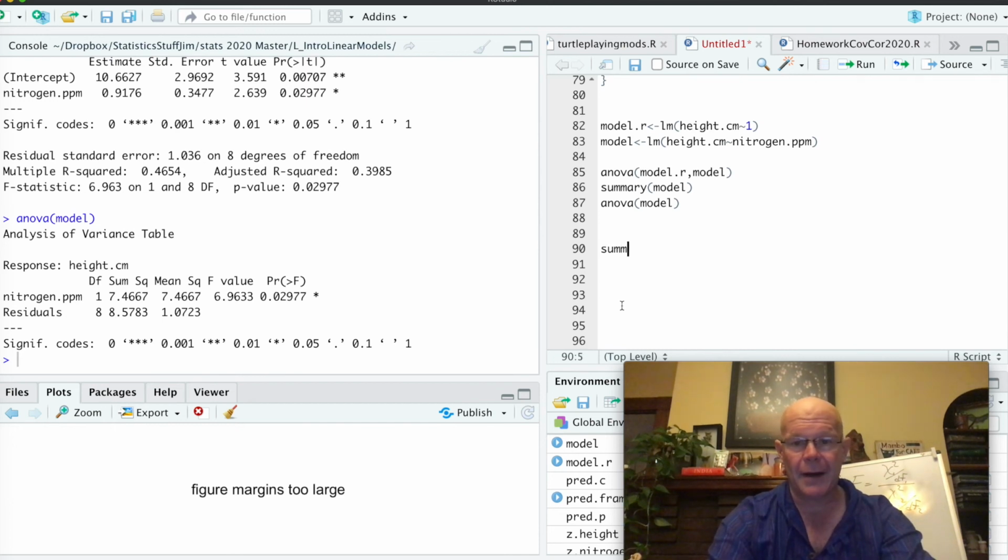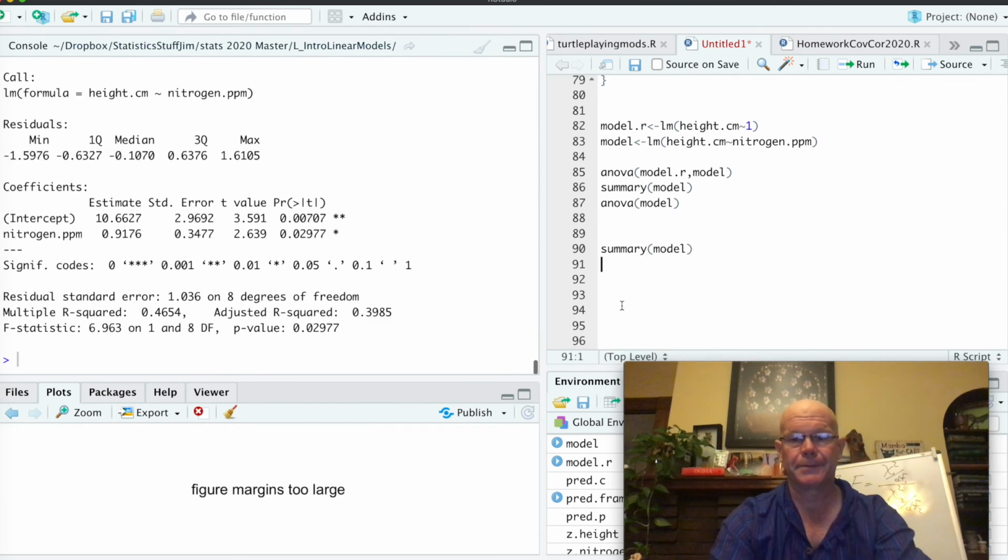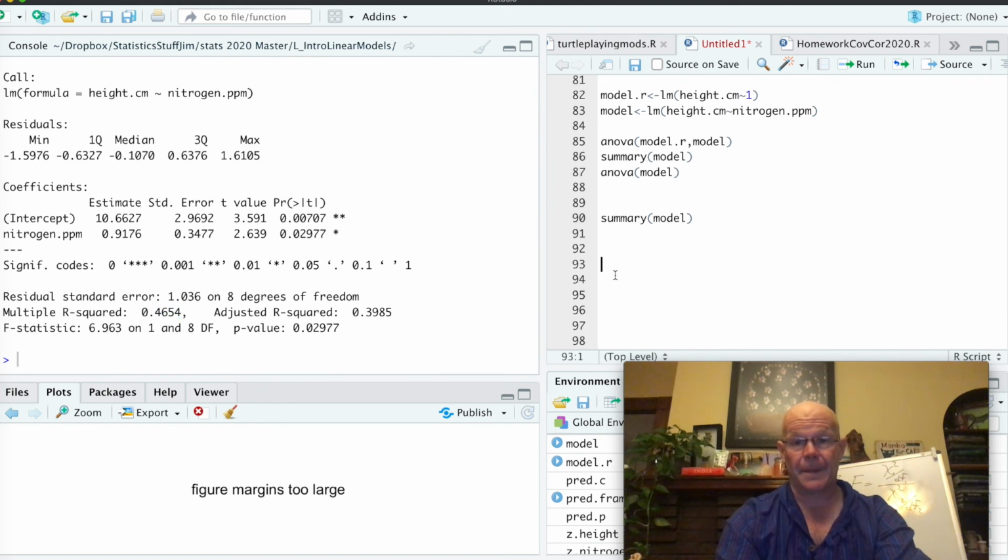So starting back up with the summary of our model, there's our information, and we have here our r squared. We already talked about how we calculated the r squared: it was simply the sums of squares of our model divided by the total sums of squares. So what are we going to do with that r squared? Well, that is how we're going to come up with the effect size.